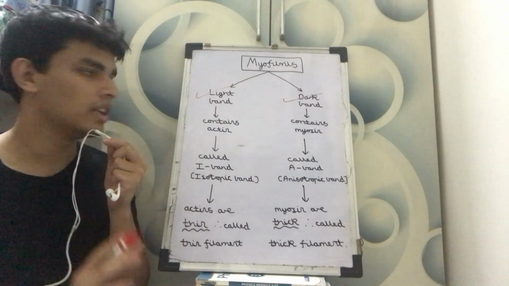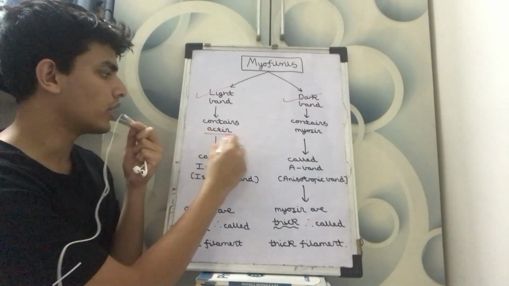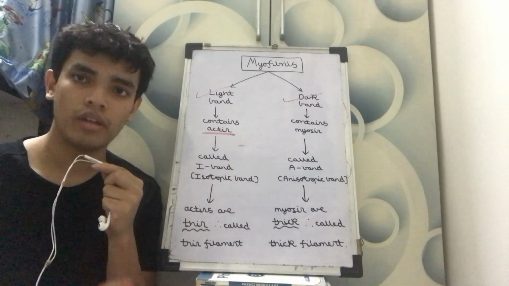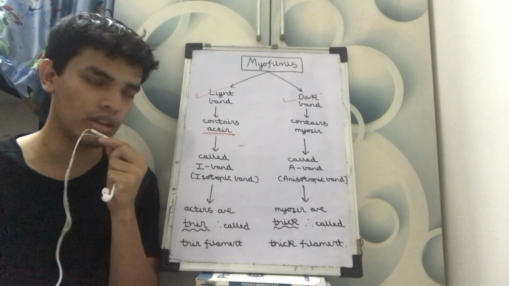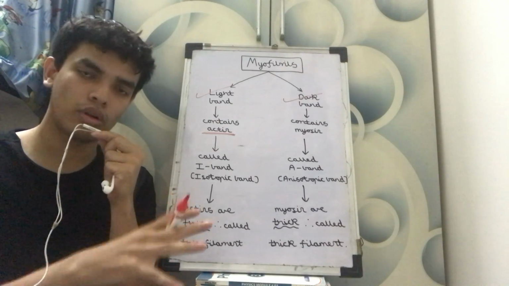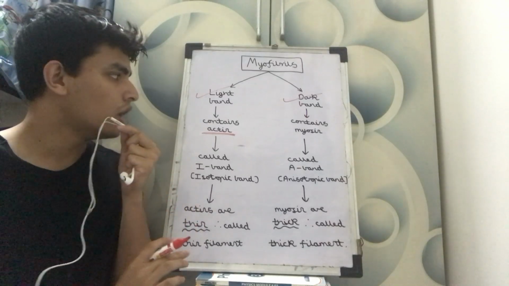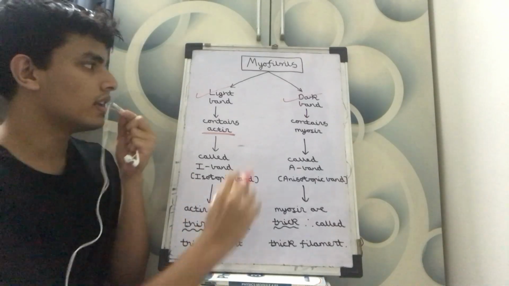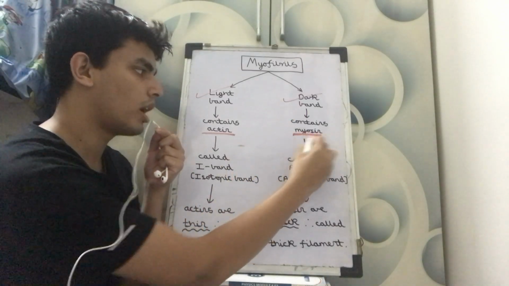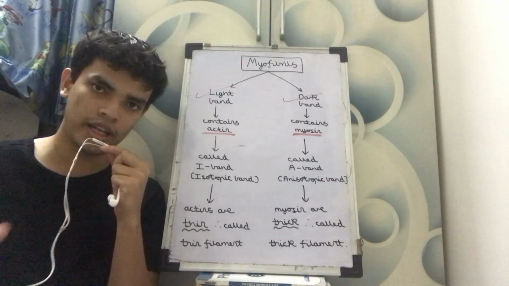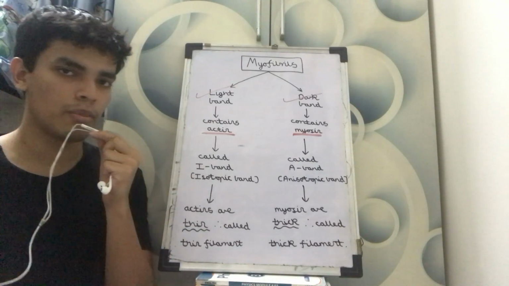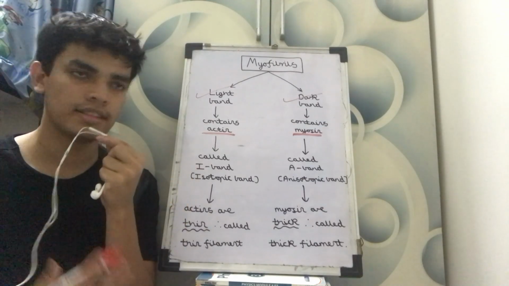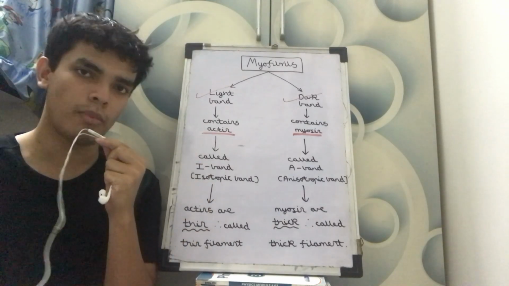Now the light band contains a protein called actin. We will go into the detail of what actin is, what its structure is, all that. But we have to look at it from a bigger point of view right now. So the light band contains actin and the dark band contains myosin. These are going to be your main proteins through which contraction happens. So please remember them. Light band contains actin and the dark band contains myosin.